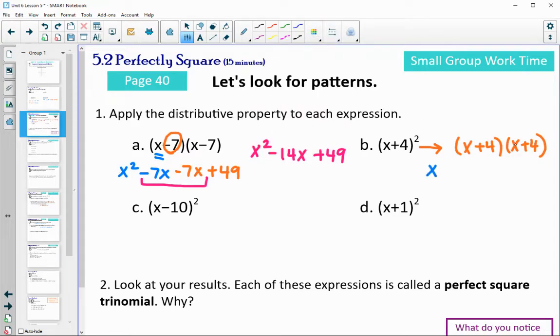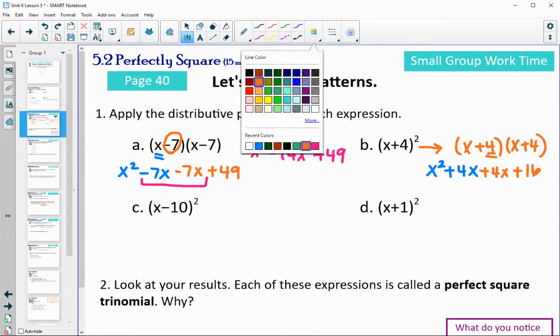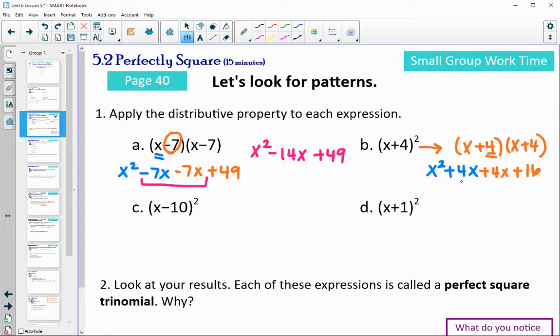So we're going to get x times x is x squared. X times the 4 is 4x. Then multiply the 4 in. Okay, so now multiply the 4 to both pieces. So 4 times x is 4x. 4 times 4 is 16. Combine your like terms there. Okay, so combine these and we get x squared plus 8x plus 16 for that one.